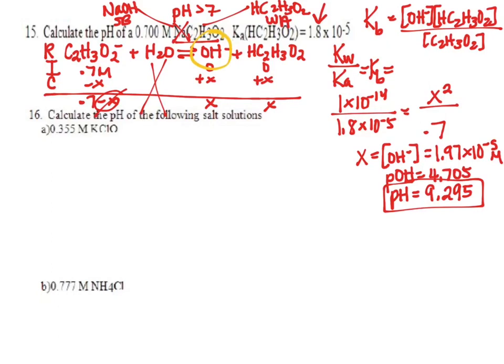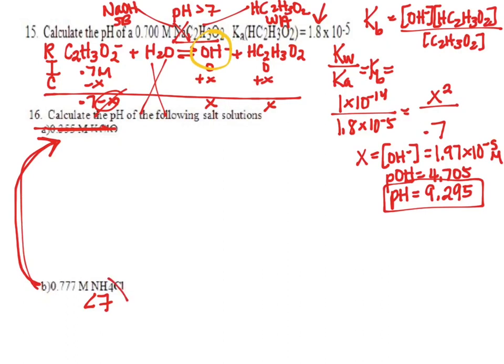Okay, let's see. Let's do the next one. We're not going to do this one. We're going to do B, but I'm going to move my arrow up here so I have room. So B is NH4Cl. First of all, what do you think the pH is going to be? Greater than, equal to, or less than 7? Less than 7. All right.